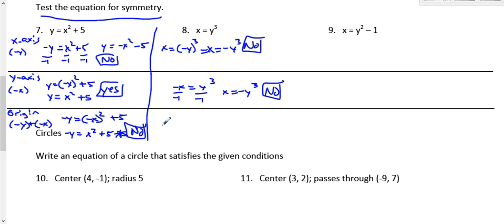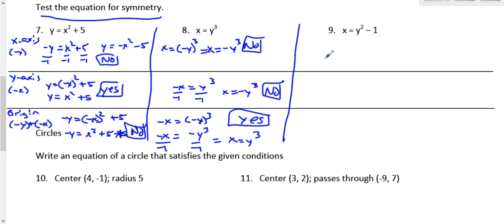Now let's test the origin. I would plug in negative x and negative y. Okay, first we'll start with this because it's inside parentheses. We saw up here that the negative for the y is just going to give us a negative y cubed. But this time we have negative x also. So if we divide by negative 1 here, we will actually end up with x equals positive y cubed, which is exactly where we started. So we do have symmetry with respect to the origin in this case.